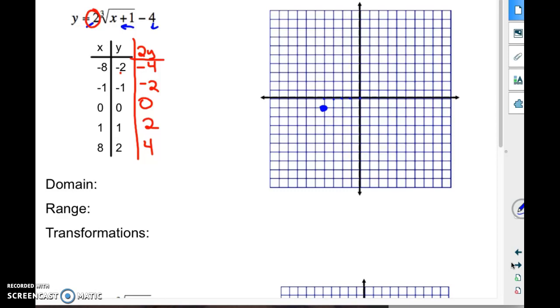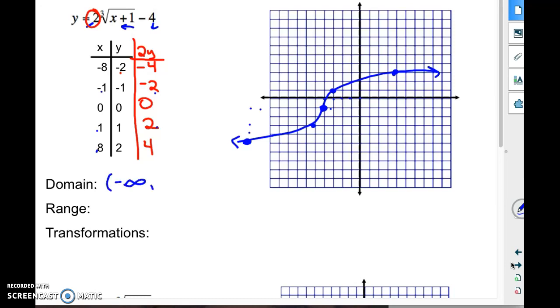So from the vertex, I'm going to try to go left 8, down 4. 1, 2, 3, 4, 5, 6, 7, 8. Kind of off our grid a little bit, but it gives us an idea. Left 1, down 2. So from our vertex, left 1, down 2. And then right 1, up 2. And then from the vertex, right 8, up 2. I'm sorry, up 4. So that gives us our graph when we put the arrows on the ends.